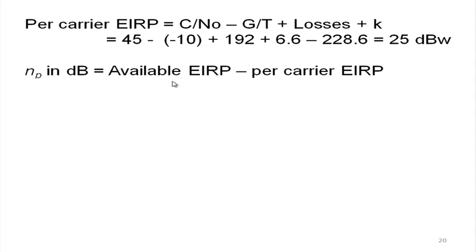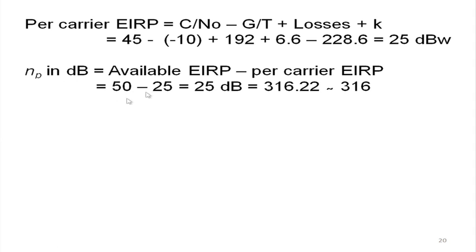So NP is the available EIRP minus the per carrier EIRP in dB. So it is 50 minus 25 dB. Again you get a fraction, 316.22 carriers from NP, that is from the power point of view. So you take the lower one, otherwise it will violate the available EIRP. So you will be working with 316 carriers. Now this is power wise.